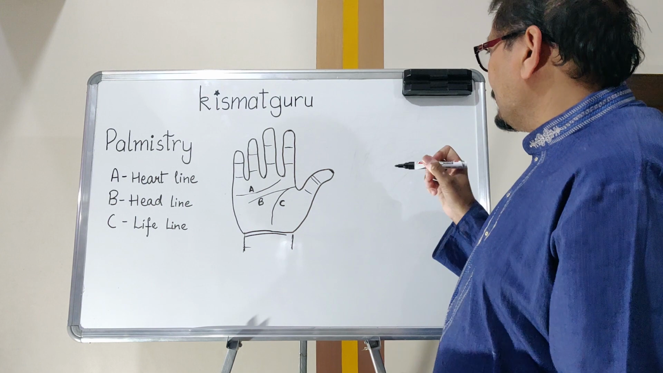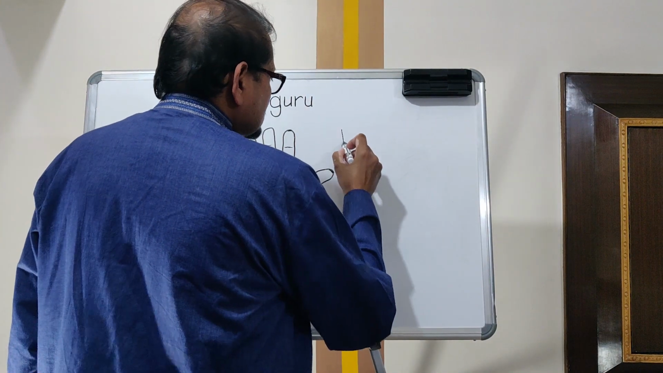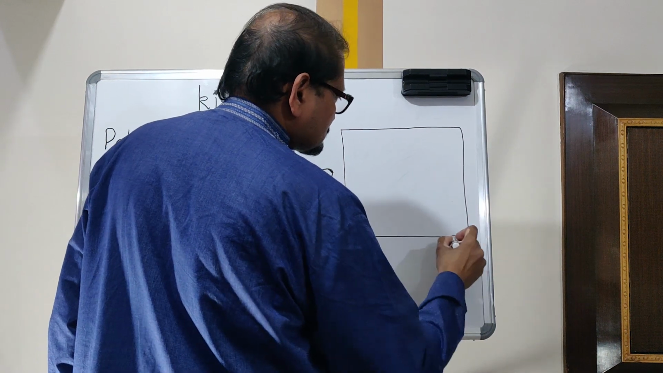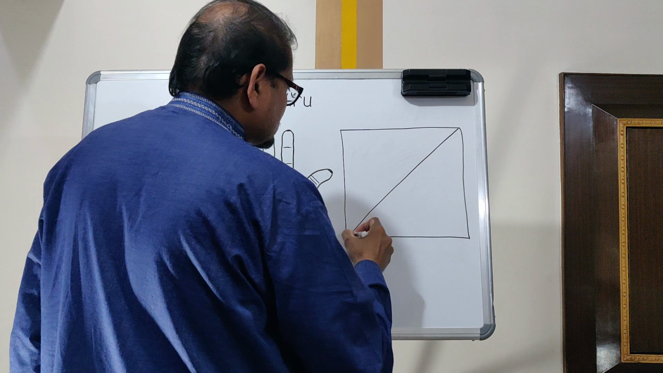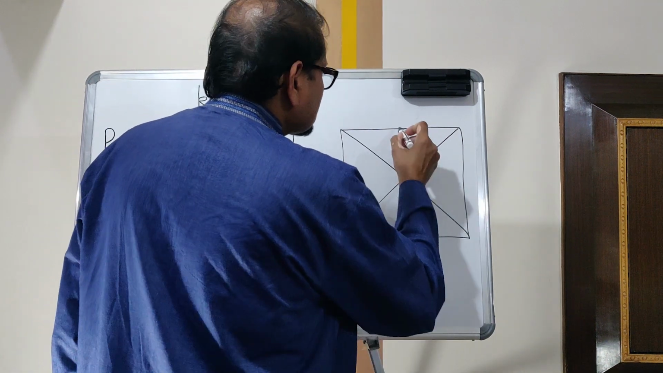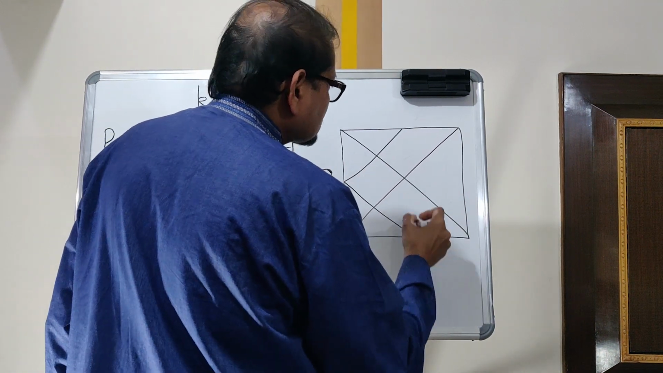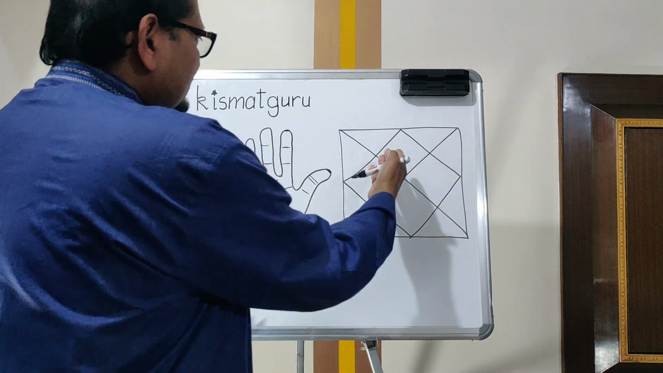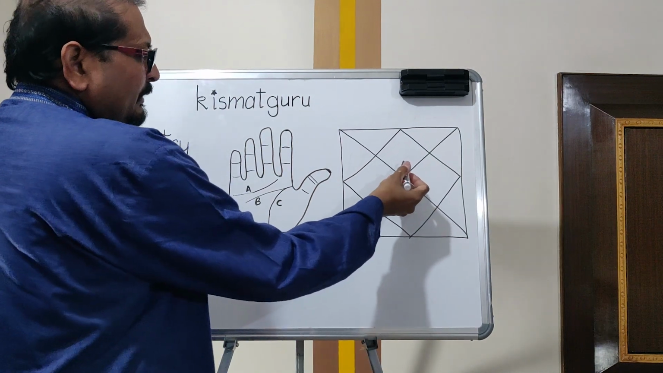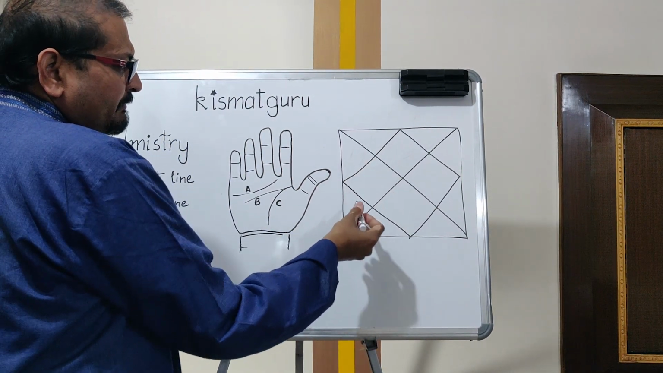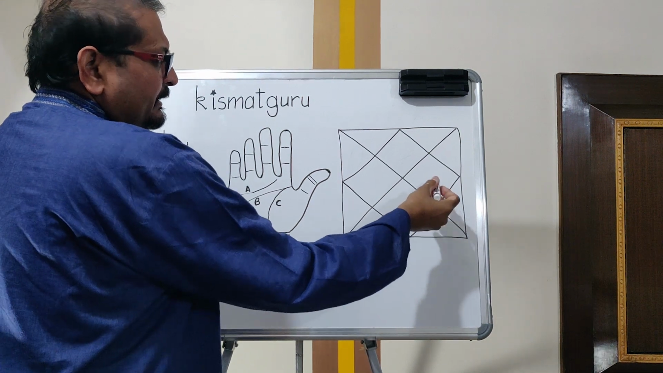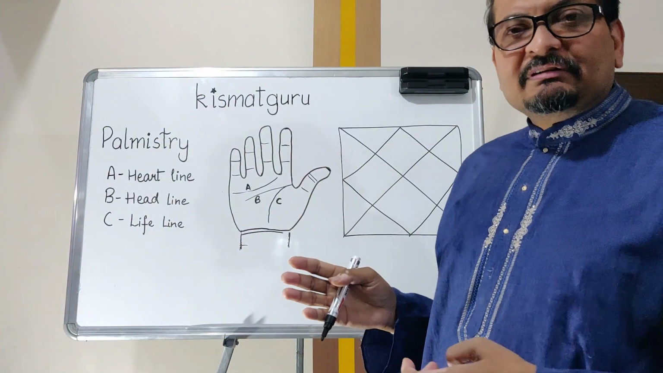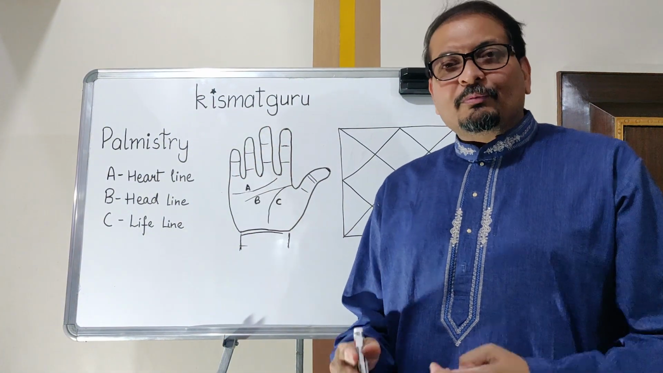So let me first of all draw a horoscope. So, guys, this is basically the horoscope we all know, and this is house number 1, 2, 3, 4, 5, 6, 7, 8, 9, 10, 11, and 12. Now, where are these houses in your hand? So, let's talk about that.